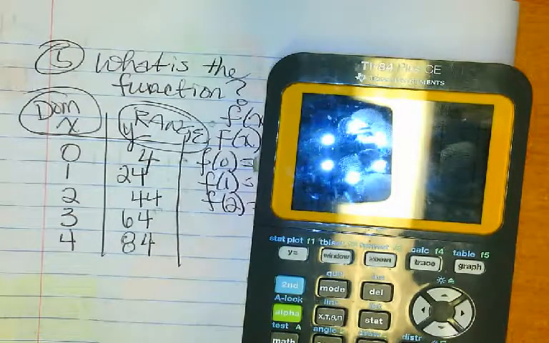Alright, so we have your domain list already. It was the 0, 1, 2, 3, 4. And your calculator just did out the range. So this is the 4, 24, and so on. That's what you saw on the calculator. So what we got to do is come up with the answer and whatever the calculator says.